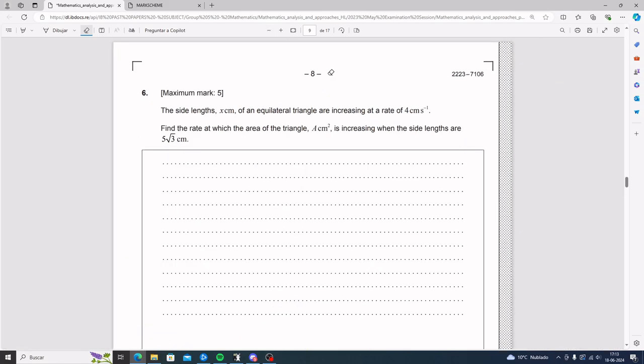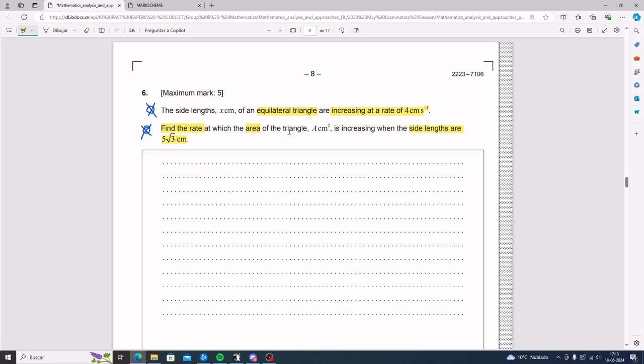Alright, you guys, so for number 6, the math is not that hard, but the concepts are really hard to grasp. So let's go piece by piece. On the one hand, they tell us that the side lengths, x centimeters, of an equilateral triangle are increasing at a rate of 4 centimeters per second. They also ask us to find the rate at which the area of the triangle is increasing when the side lengths are 5 square root 3.